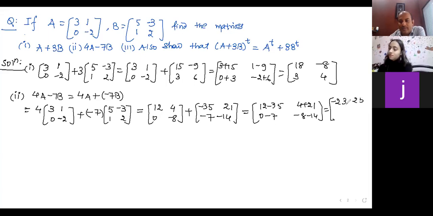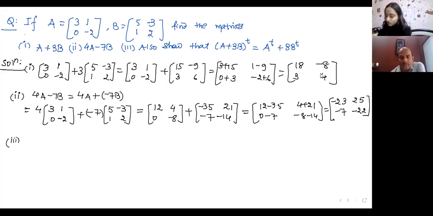Minus 23, 25, minus 7 and minus 22. The third part is going to be solved in 3 stages basically. What do I have to do? First of all, I have to find A plus 3B and then I have to go for the transpose. So what happens in the transpose? We have discussed in the last lecture, that is, order gets changed. Row becomes column, column becomes row. So let's start with A plus 3B first.